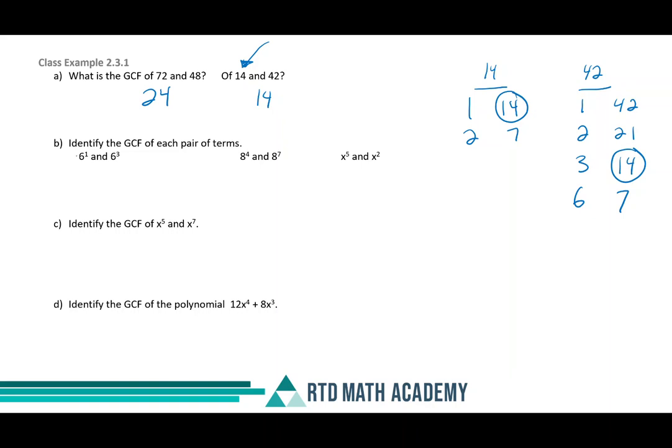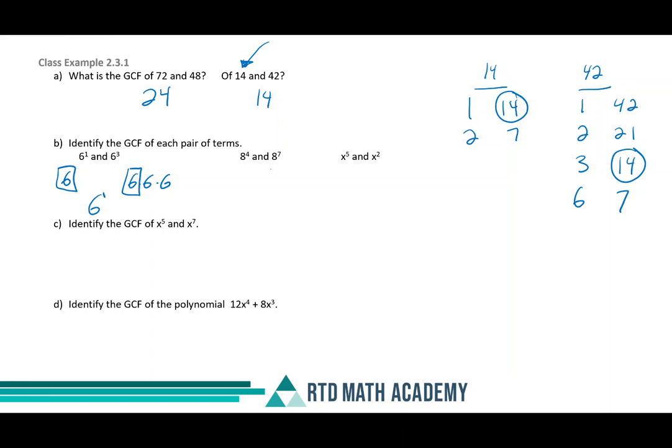Okay, next one. Identify the greatest common factor of each pair of terms. Here I've got 6 to the power of 1 and 6 to the power of 3. Well, 6 to the power of 1 is just saying I've got 6, and 6 to the power of 3 is a 6 times a 6 times a 6. If I look at what's common in both of these, or the greatest common one, it's only one 6. It's as high as I can go in this particular case. So we can say 6 to the power of 1, or you can just write 6 as the greatest common factor between those two terms.